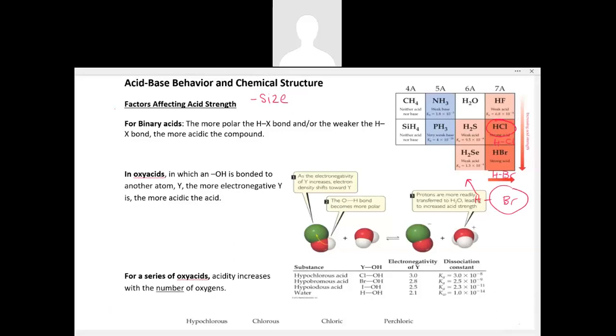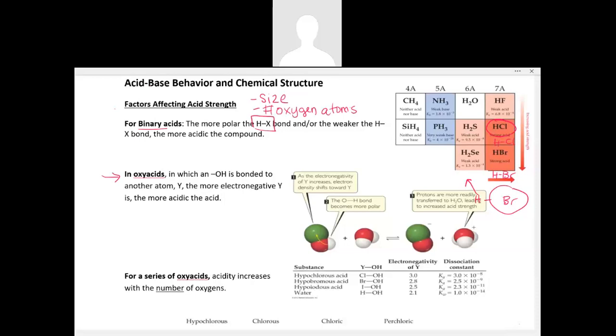Again, due to the length of the bond, the atomic orbital size. Then we have the number of oxygen atoms. That's specific to this second type of acids called oxyacids. The first type we looked at were binary, where we always have this formula here: HCl, HBr, HI, H2O. They all fall into that category.